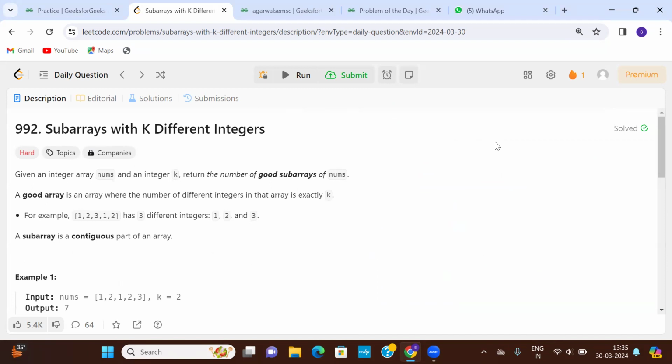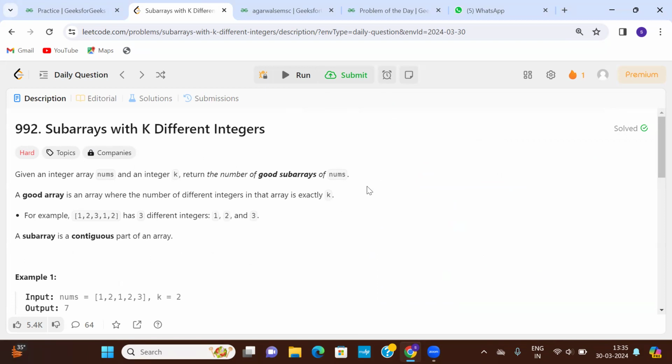Today's question that we are going to see in our level up series is subarrays with k different integers. So let me explain the question. We are given an integer array nums and we are provided with the integer k as well. And we need to return the number of good subarrays which are present in nums.